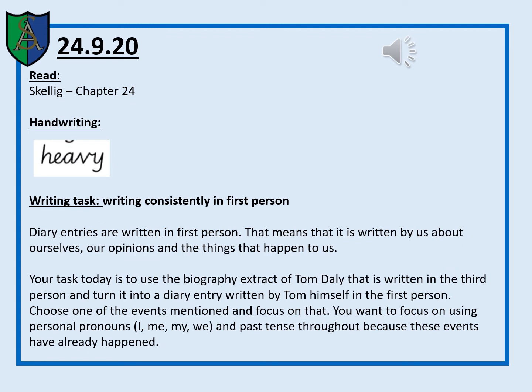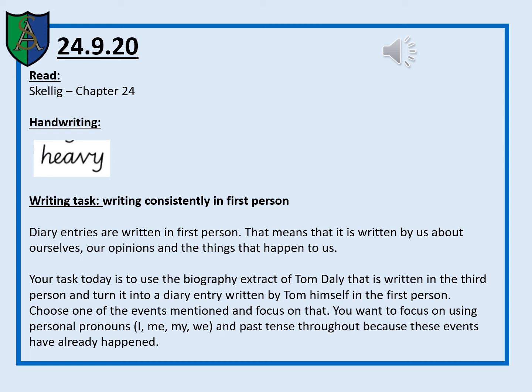Welcome to Thursday's lesson of your writing this week. First things first, as always, we're reading a chapter of Skellig. Today it's chapter 24. When you've done that, have a go at this handwriting starter. It's the word heavy. I'm sure you know I'm going to tell you to make sure that your Y descends below the line and your H is nice and tall. Everything else is cursive and legible. That's really, really important. So pause this clip, and when you've done that, press play again.